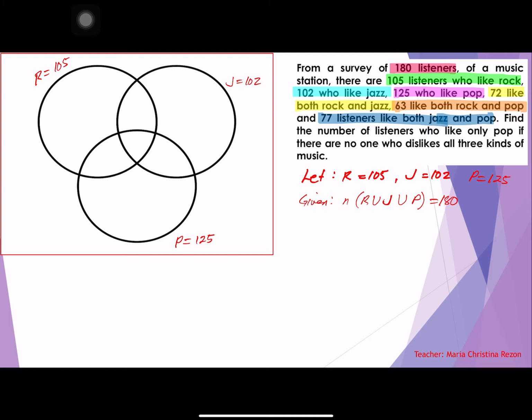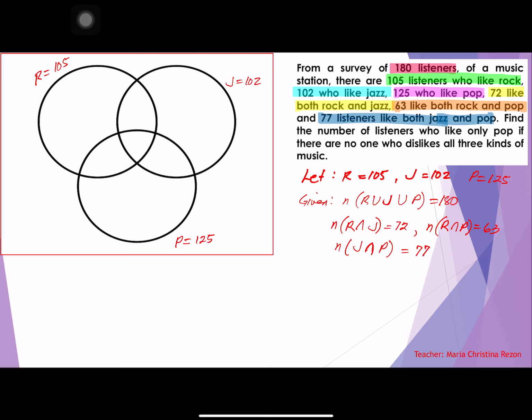And then you have another given, n of R intersection J, or jazz, which is equal to 72. And then you have n of rock intersection pop, which is equal to 63, and then n of jazz intersection pop, which is equal to 77.